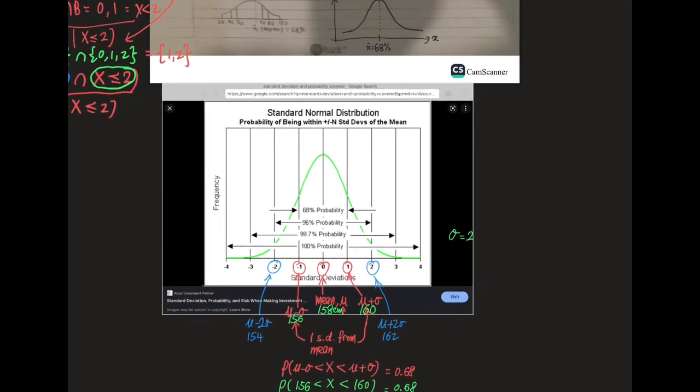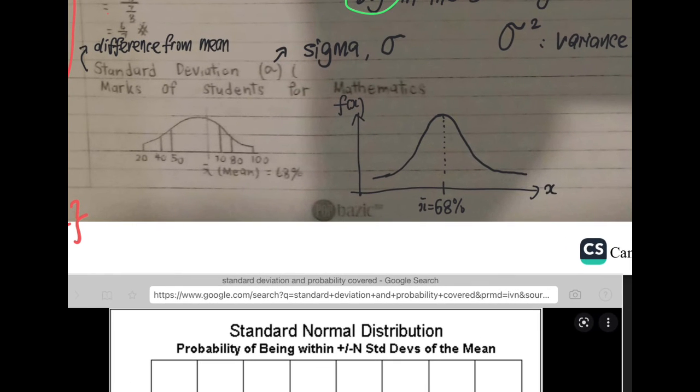Now let's come back to this situation. They give marks of students for mathematics, where the average is 68%, and let's say you are given 70%, 50%, 50%.